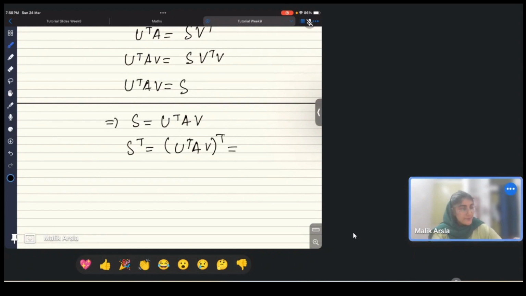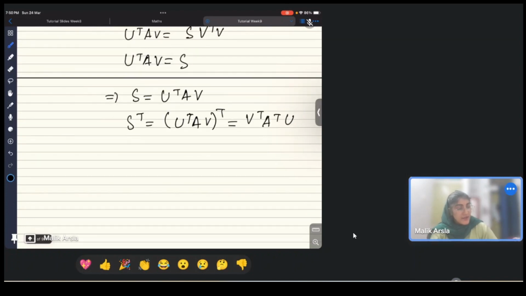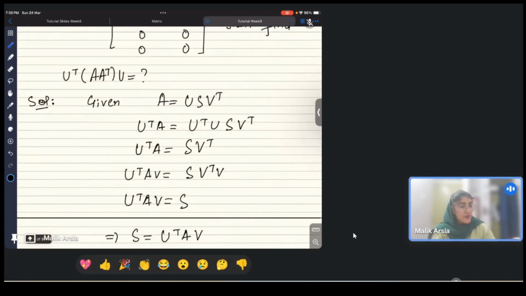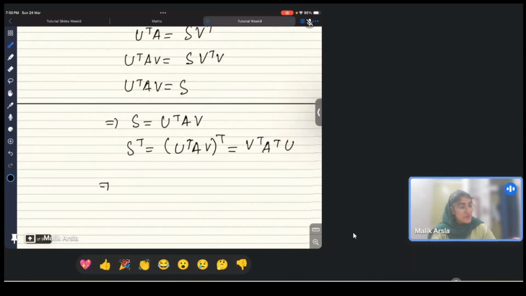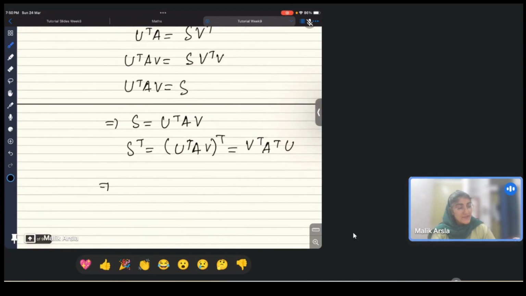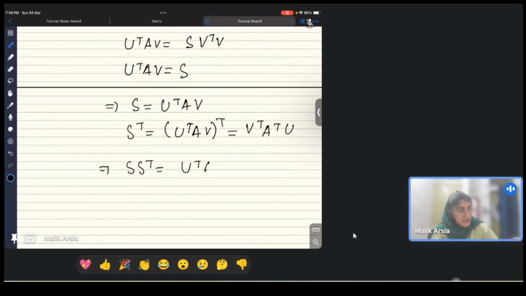It will be V, V transpose, A, V transpose transpose, and U. Correct. Now if you see what we have given in the question, it is U transpose A into A transpose and U. So our U transpose should be first, so we can multiply S with S transpose. Multiplying S with S transpose will give us U transpose A into V multiplied with V transpose A transpose U.